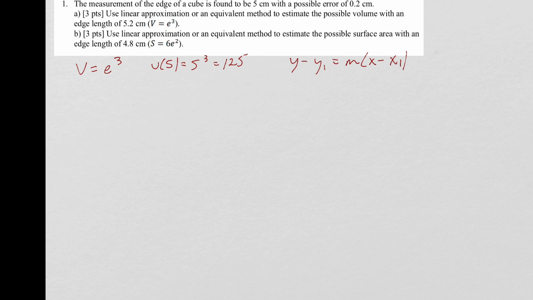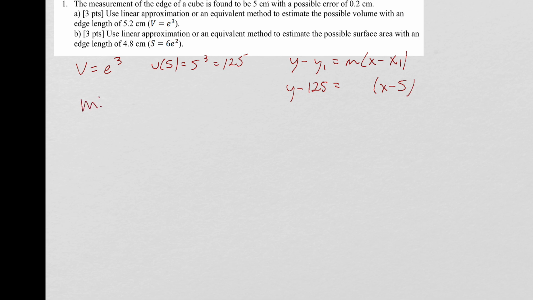So this 125 right here is going to become the y1. So I'm going to write y minus 125 equals. And now I got to go x minus, and I'm going to take that edge value that gave me the 125. So I'm going to get a 5 in there. So I'm going to get x minus 5. All I have to do now is find out the slope.